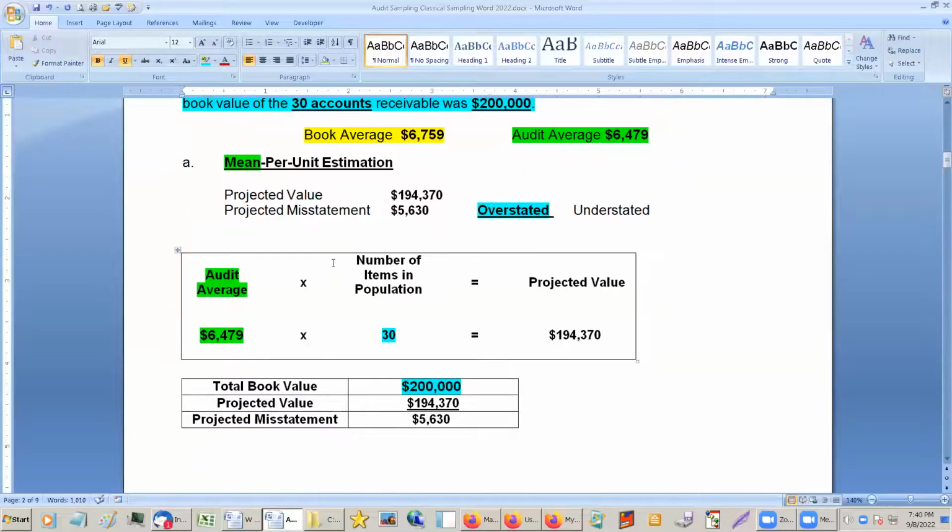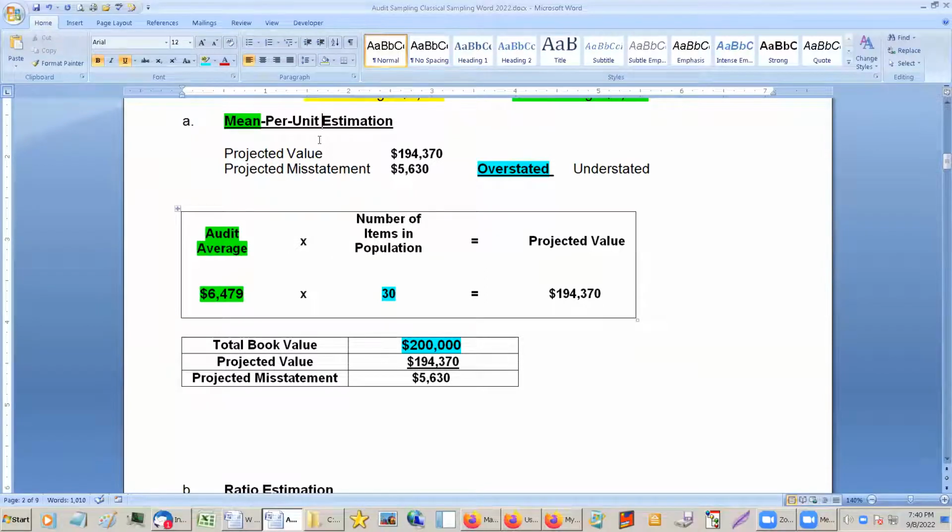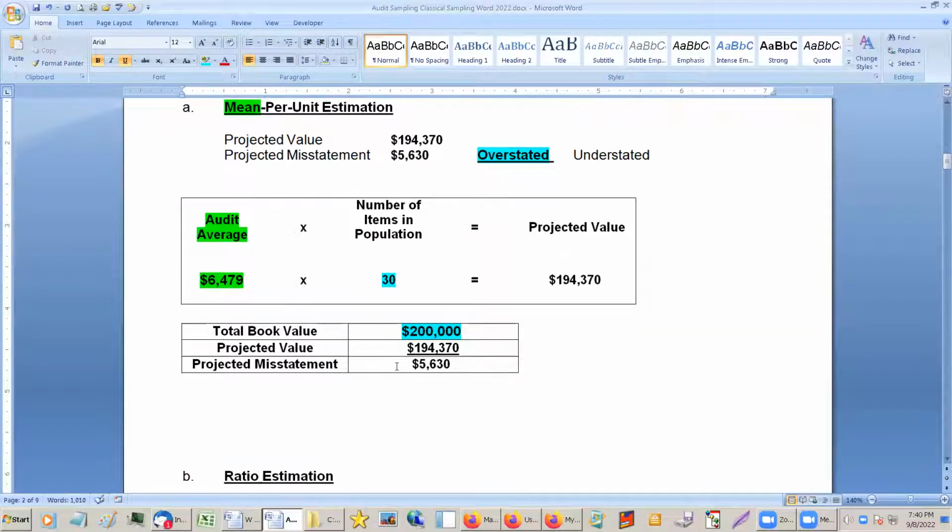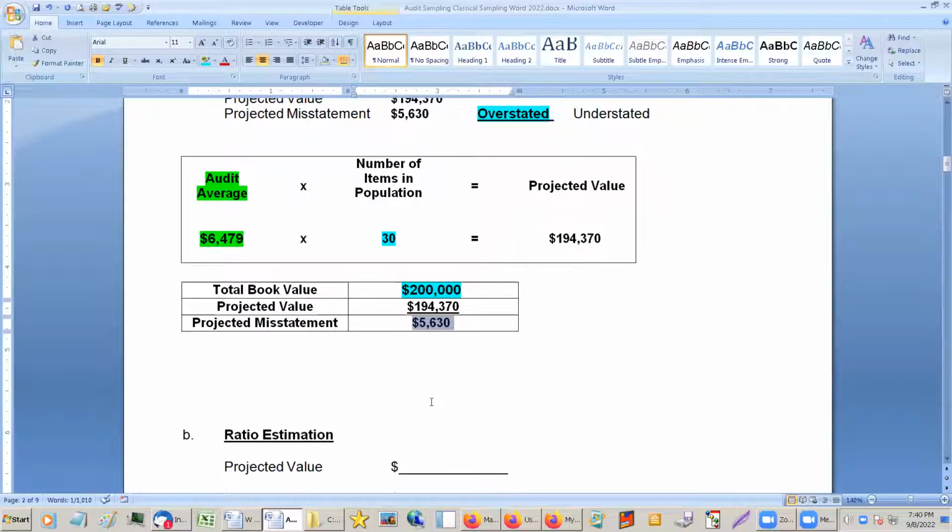If you take the CPA exam, they don't have you make the judgment call. You can make arguments for it and against it in a rational way, but there's really no way to grade that. But they will ask you, what is the misstatement? Is it overstated or understated? And that'll be the same for everybody. Okay, so using the mean per unit, it would come out to a predicted misstatement of 5,630.